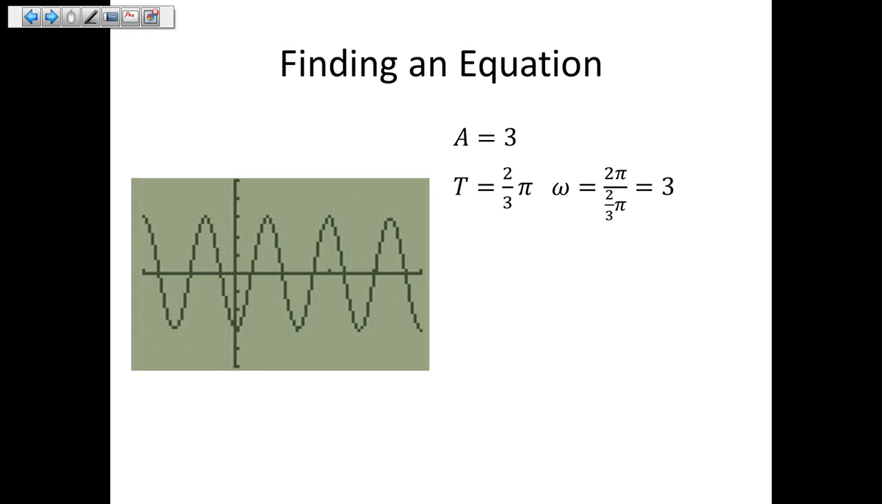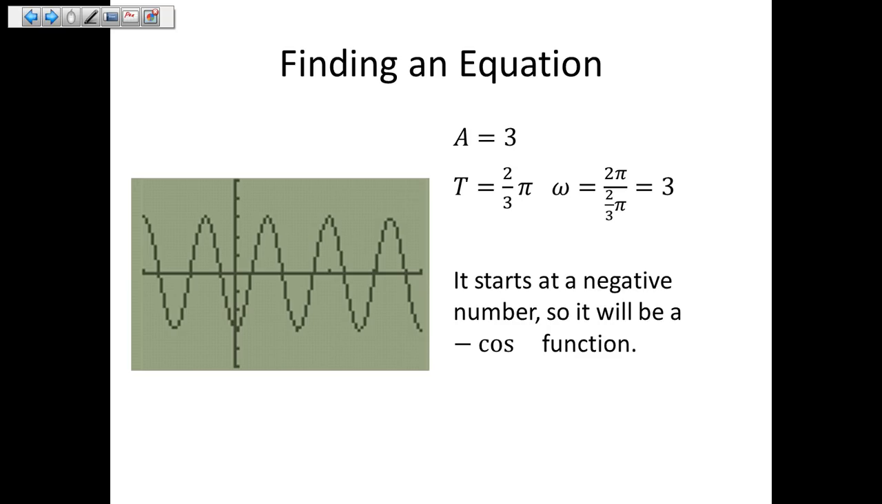Now our period is 2 pi thirds, 2/3 pi. Now how did I get that? Well, you've got to look at one point on the wave and then the very next point on the wave. This will be easier on the graphs that they give you in the book, not so easy here on the calculator. But we plug that in to figure out our omega. Our omega value is 3.